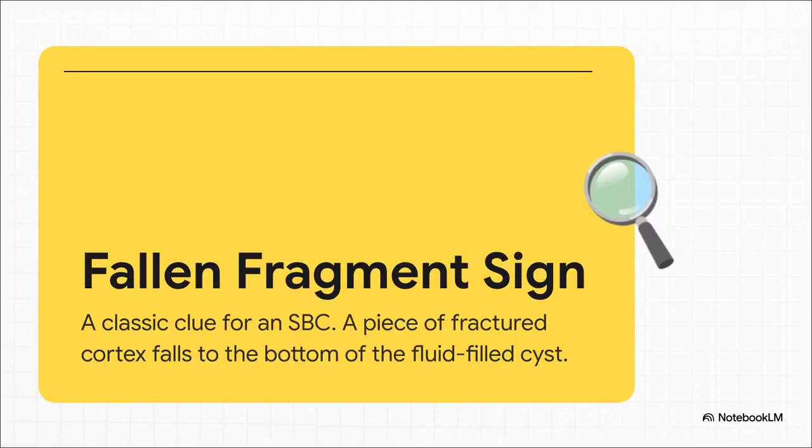And here it is, the absolute classic slam dunk clue for a simple bone cyst. If the bone around the cyst gets thin and fractures, a little piece of the hard outer shell, the cortex, can break off. And because it's in a fluid-filled sac, it just falls to the bottom. On the X-ray, you can see this little chip of bone just sitting there. It's called the fallen fragment sign, and it's a dead giveaway.